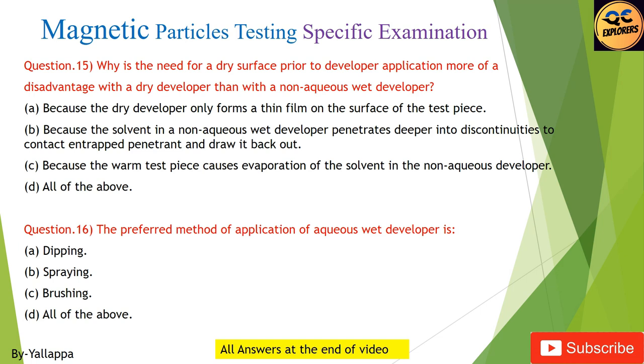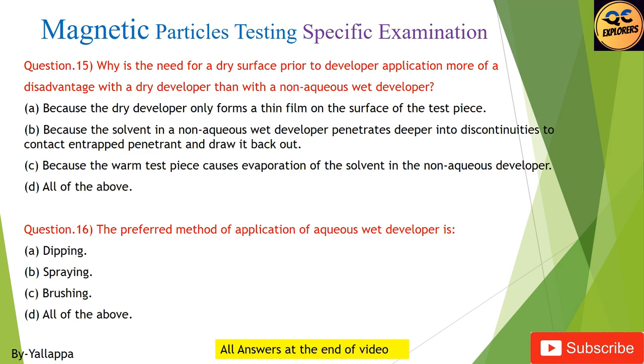Question 15. Why is the need for a dry surface prior to developer application more of a disadvantage with a dry developer than with a non-aqueous wet developer? Because the dry developer only forms a thin film on the surface of the test piece; because the solvent in a non-aqueous wet developer penetrates deeper into discontinuities to contact entrapped penetrant and draw it back out; because the warm test piece causes evaporation of the solvent in the non-aqueous developer; all of the above.